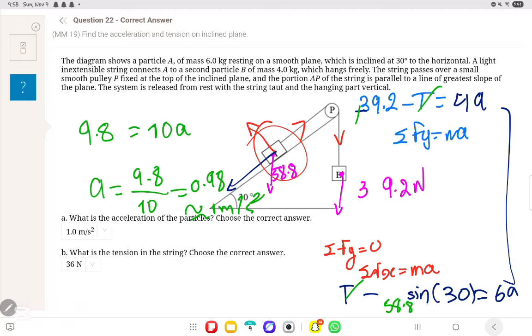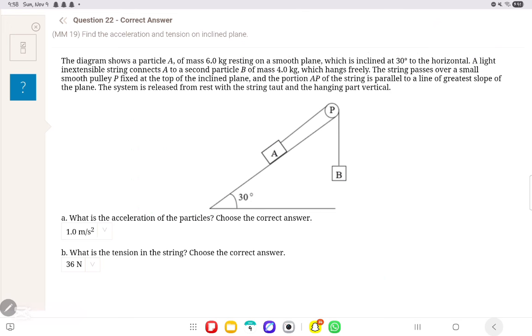Now, how do you find the tension? We can say that tension is 39.2 minus 4a. Acceleration is 1. So it's going to be 39.2 minus 4, which is 35.2, right? So what's the closest answer to 35.2? It will be 36.